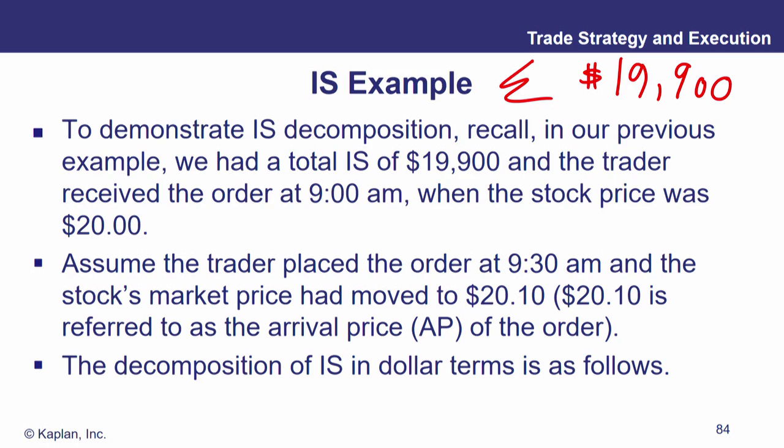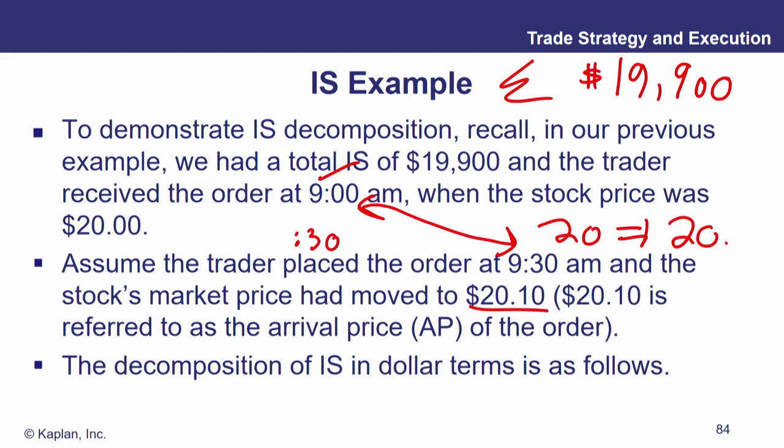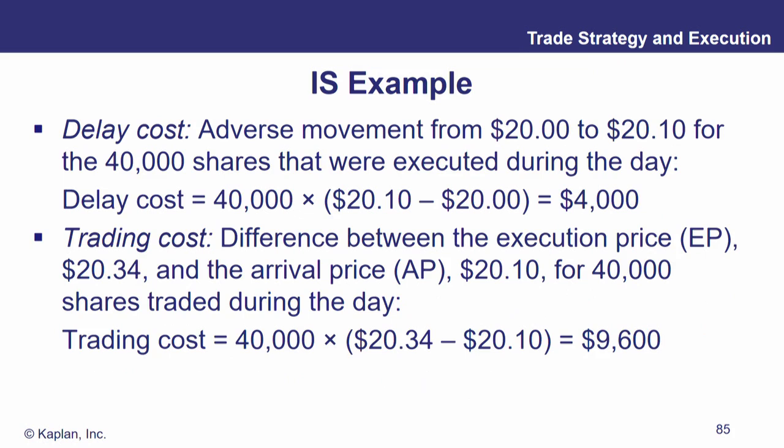So the trader received the order at 9 a.m. when the stock price was $20. Assume the trader placed the order at 9:30. So look, there's a 30-minute window here before you actually traded it, and the stock market price moved. It's no longer at $20. It moved to $20.10. What is that $20.10? We're going to call it the arrival price, or AP. Okay, so now, knowing what we know, now we can decompose this in dollar terms. And let me show you how to do that.